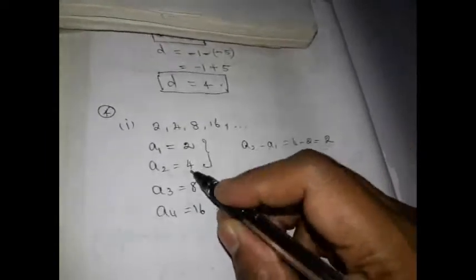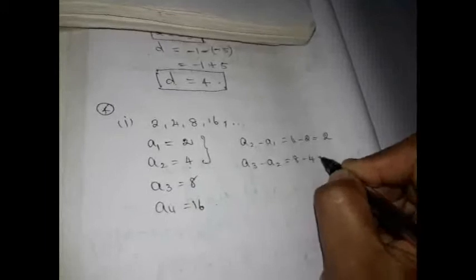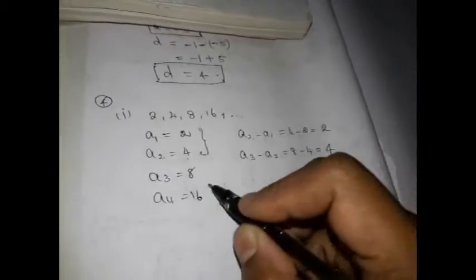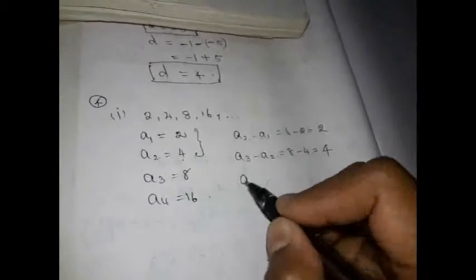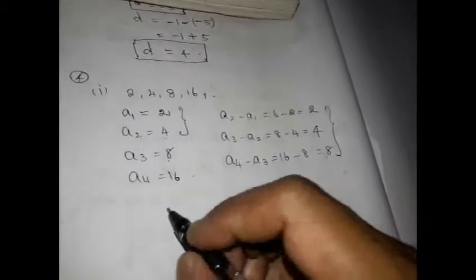A2 minus A1. What is A2 minus A1? 4 minus 2, which is 2. A3 minus A2, 8 minus 4, which is 4. Then A4 minus A3, which is equal to 16 minus 8, which is 8. And if you see, they are not equal. They do not have a common difference.